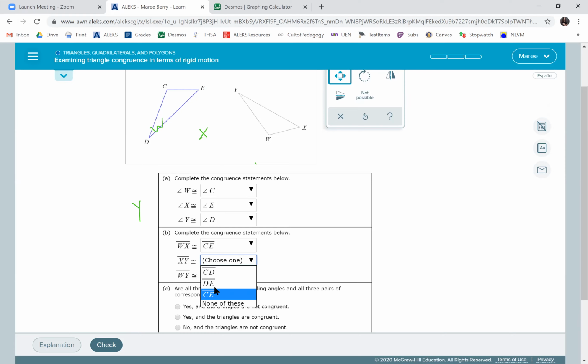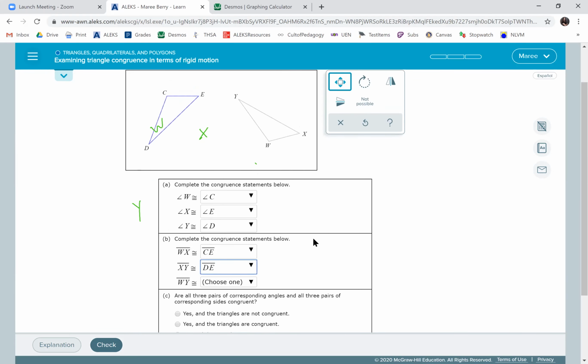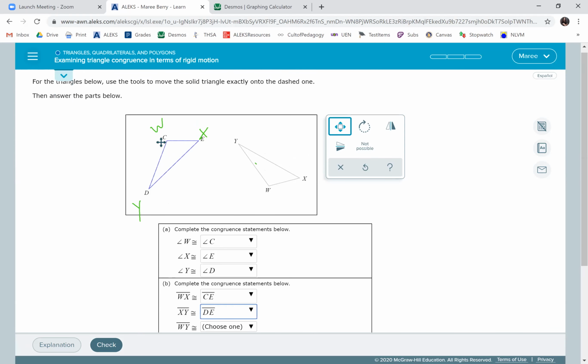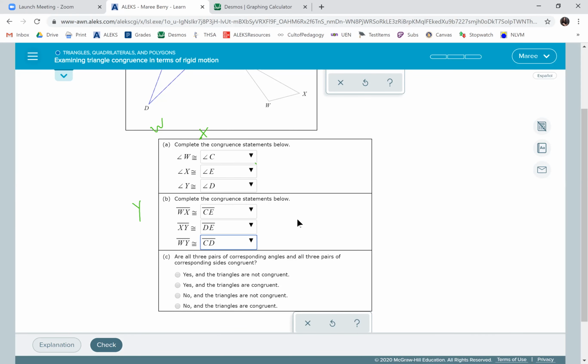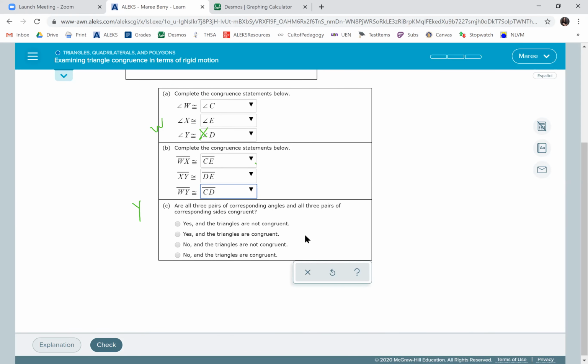Uh-oh. Notice this, they don't have it in the right order. I don't like that one bit. Okay, then we need to do WY. It should be CD. So the order does matter. Evidently, they don't realize that, and they're not having it matter. So, because the triangles matched up and all the sides and angles matched up, they are congruent.